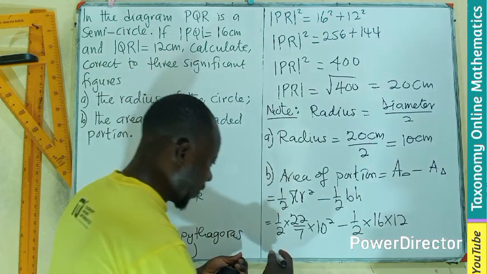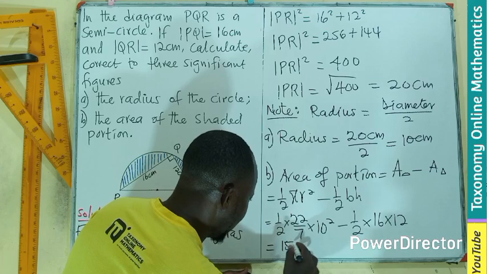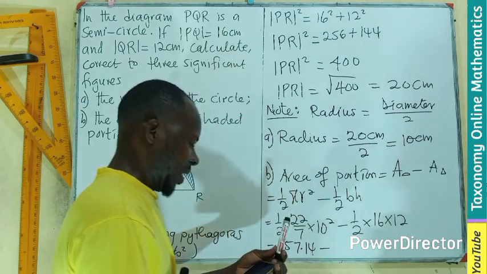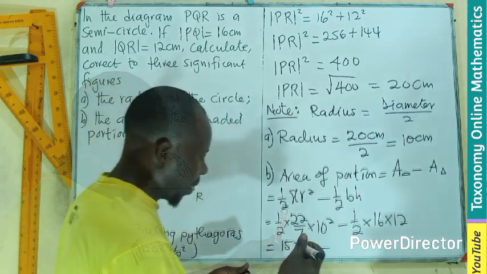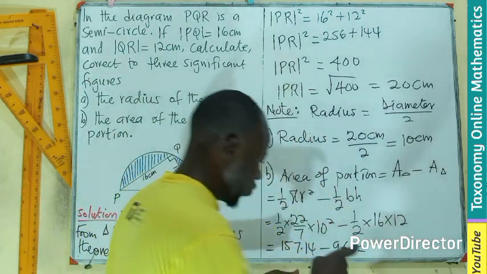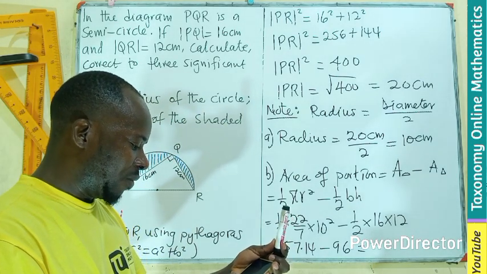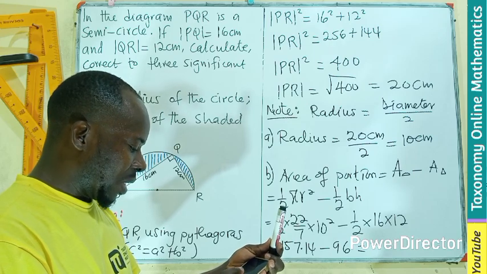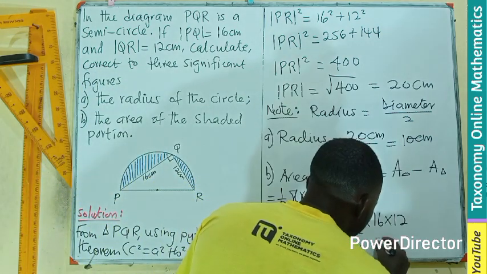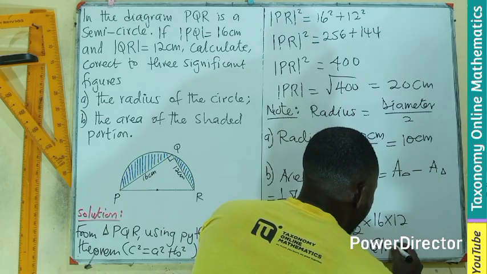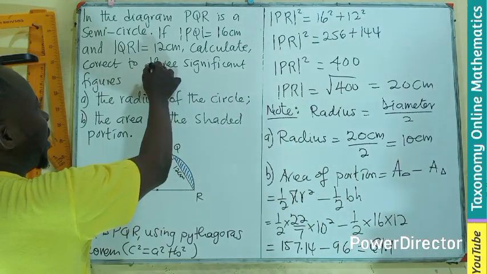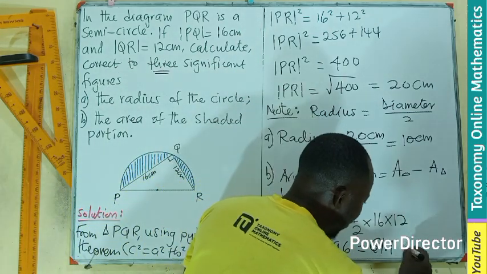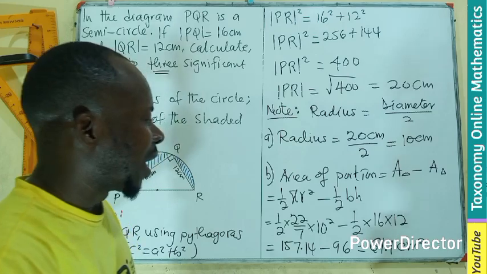So this very first part will give us 157.14, minus the second part, which is going to be 96. If we perform the actual subtraction of 157.14 minus 96, we should have 61.14. We are leaving it to three significant figures, so that is 61.1. But this is the area, which will be in centimeters squared.